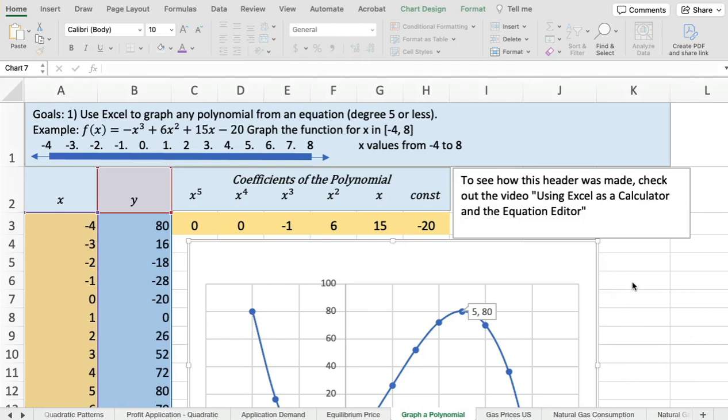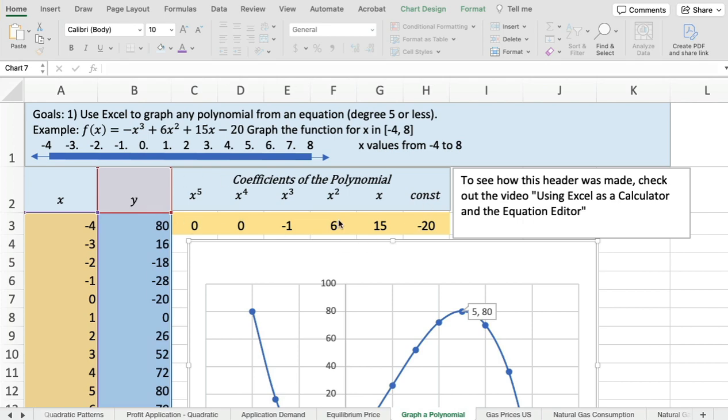We're going to learn how to graph a polynomial in Excel. This will work for any polynomial of degree 5 or less. So you're looking for a polynomial function that has terms like an x squared, an x cubed, x to the fourth power, and x to the fifth power, or some combination of those. So that's what we're looking for.